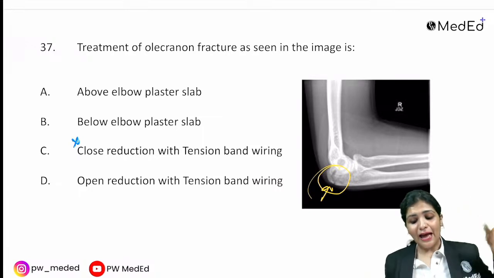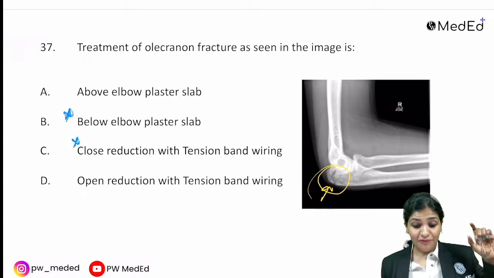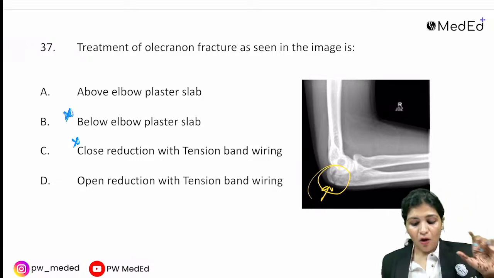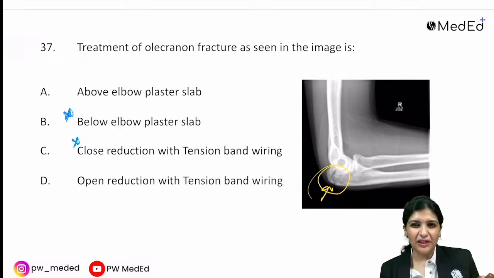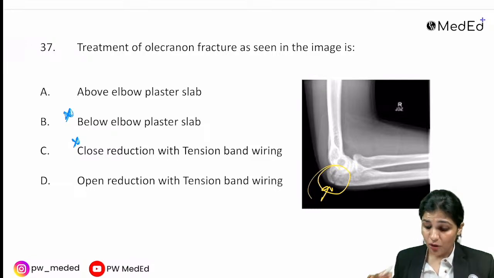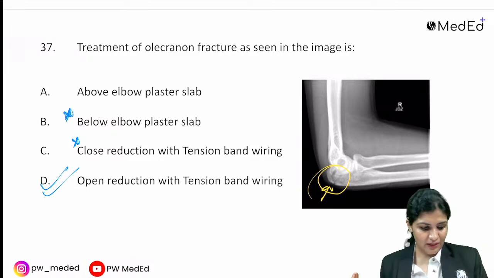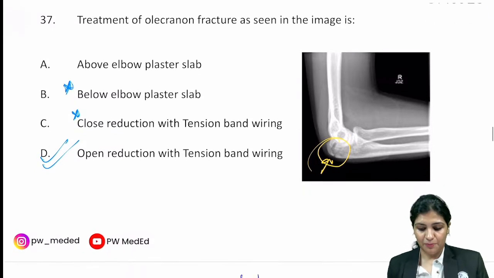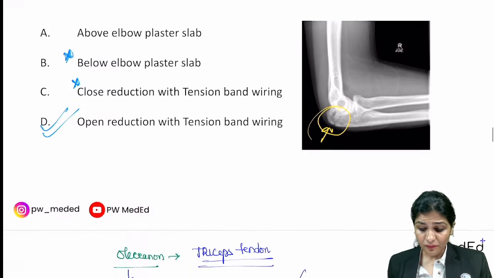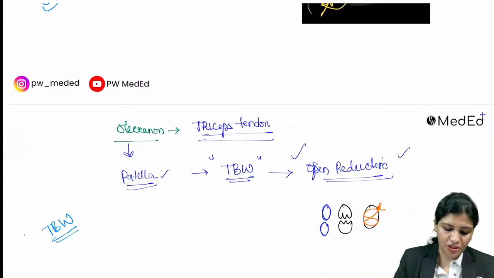And it is always above elbow plaster, so below elbow there is no role, so these two have been omitted. Now you have to decide between above elbow plaster slab or open reduction with TBW, but you already know that there is one tendon which is constantly pulling the fragment, so to be sure of the union you go for open reduction with tension band wiring. This is an avulsion fracture, so here you always go for open reduction with tension band wiring, right? So that is the treatment.